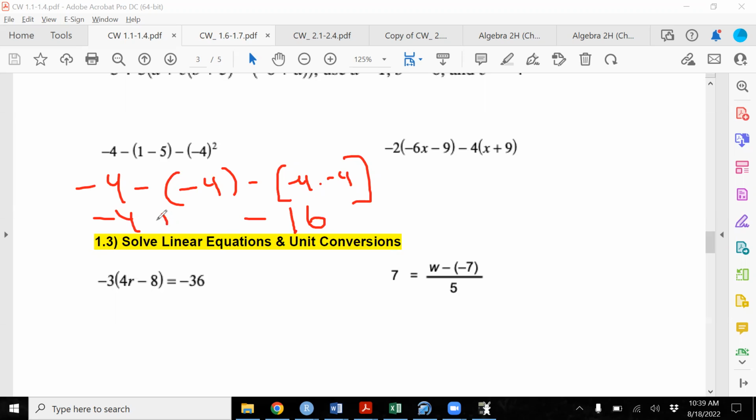And then negative 4 plus 4, because that becomes plus plus, right? What do you get as your final answer for this? Negative. Perfect, thank you. All right, let's keep moving.